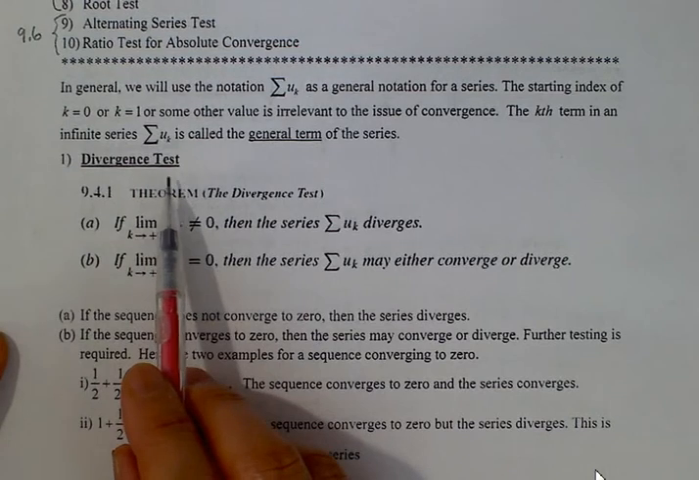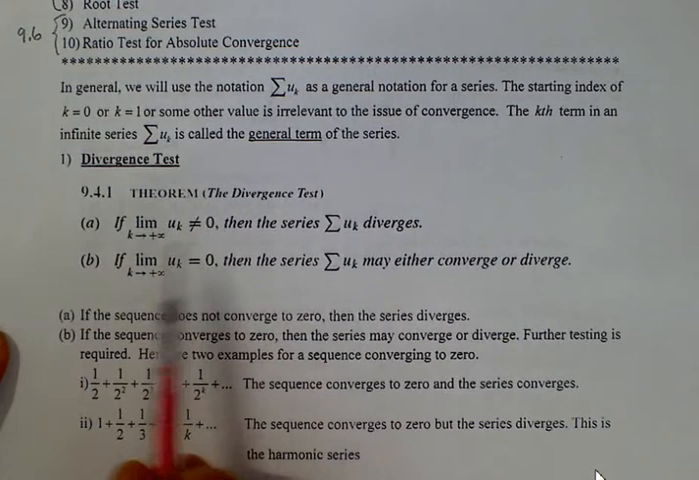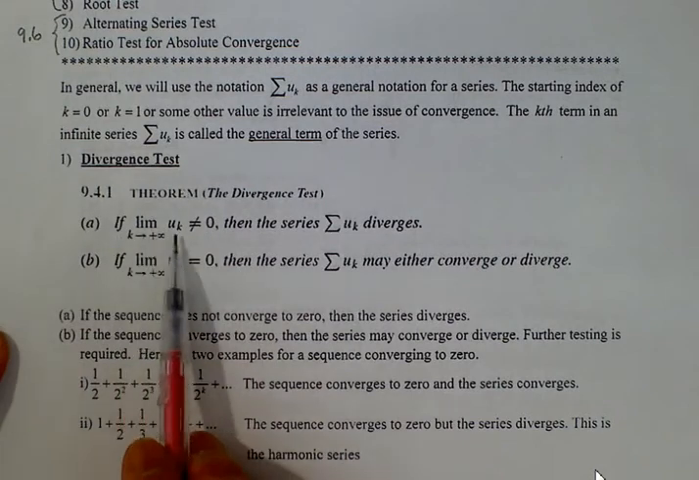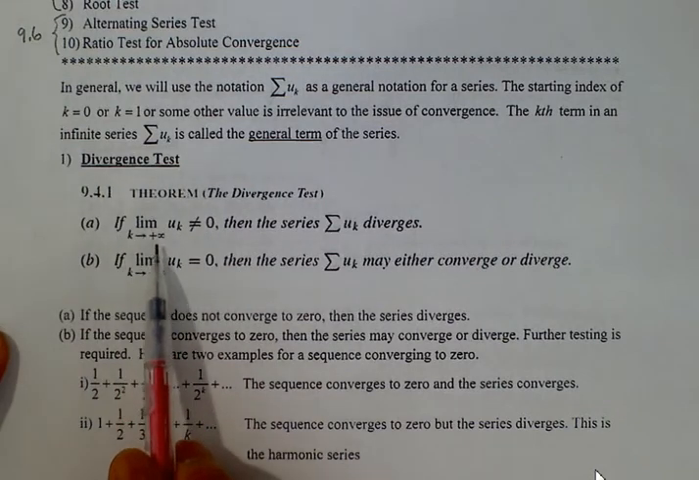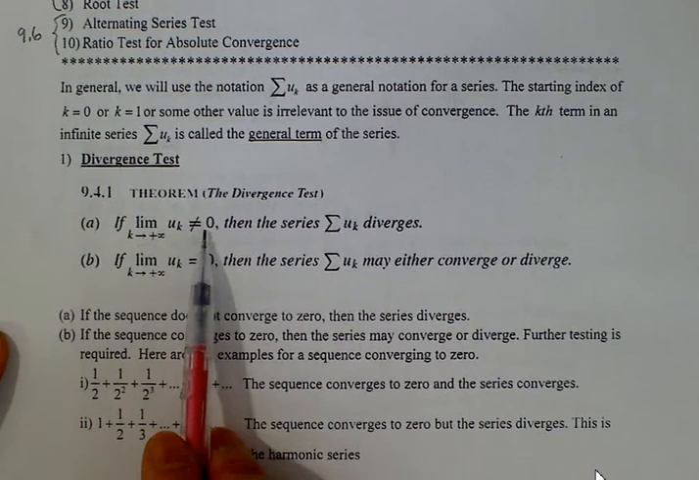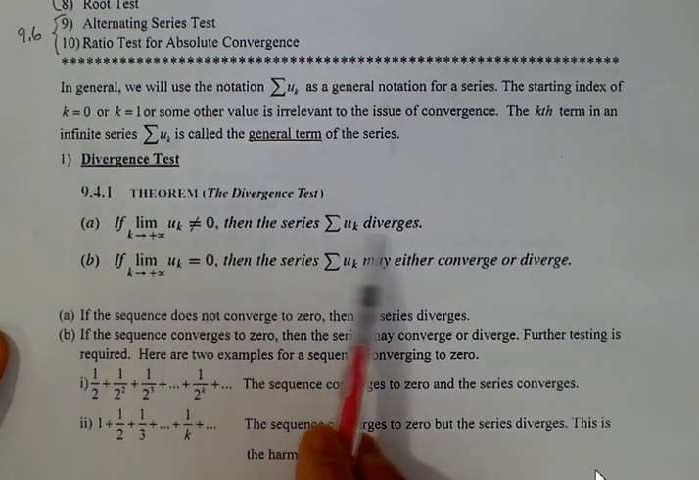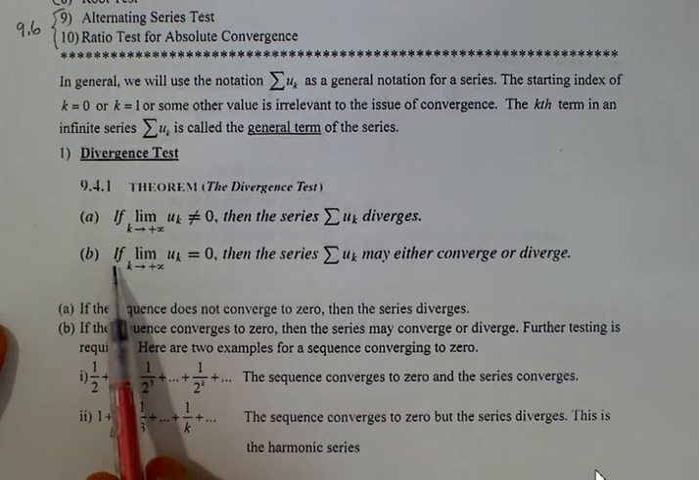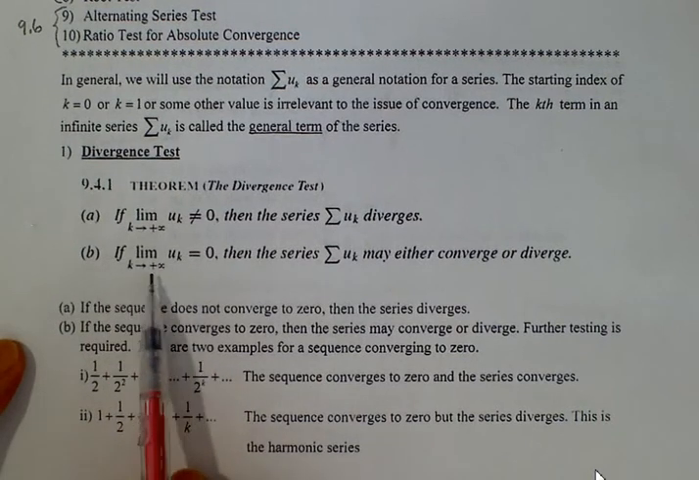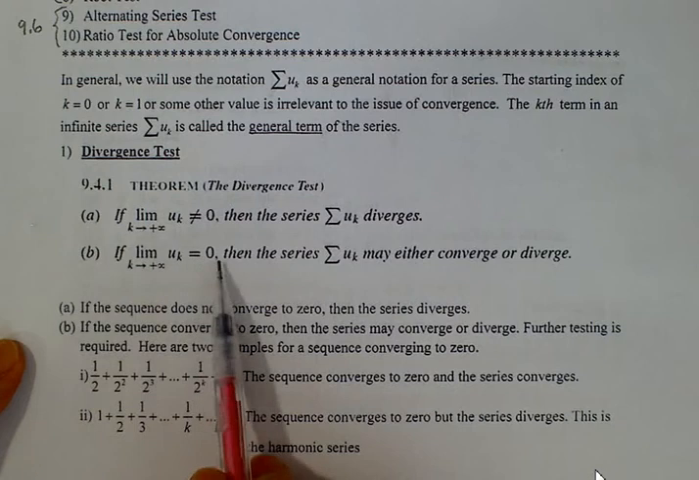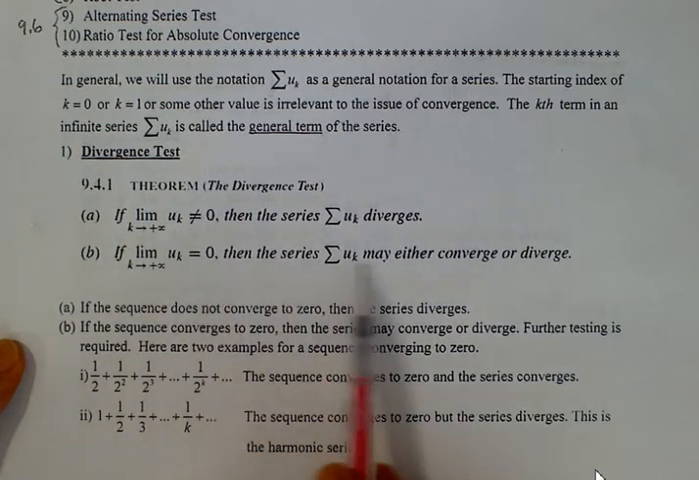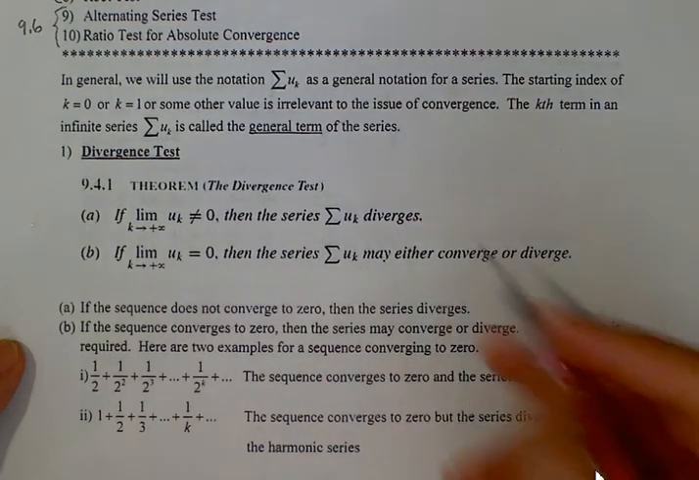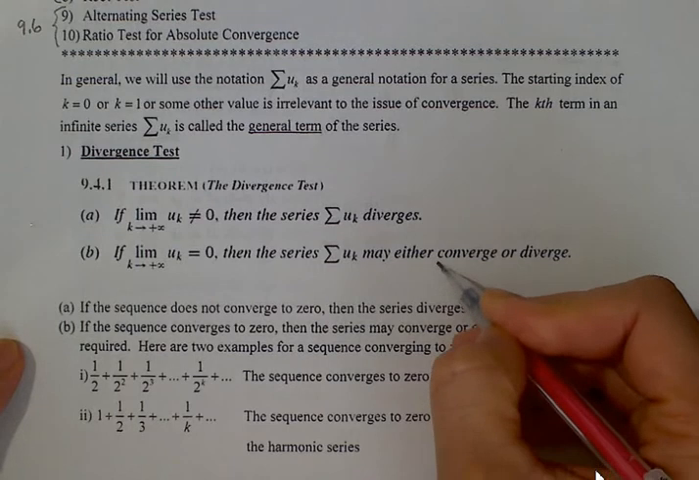This basically is a disqualifying test. So the theorem states this way. If the limit of the kth term as k goes to positive infinity does not equal 0, then the series diverges. However, the second part is, if the limit of u of k as k goes to positive infinity equals 0, then the series may either converge or diverge, and sometimes they just use the word inconclusive.